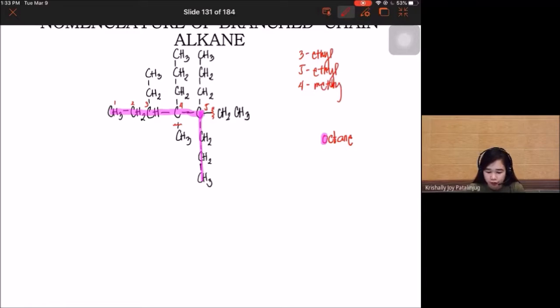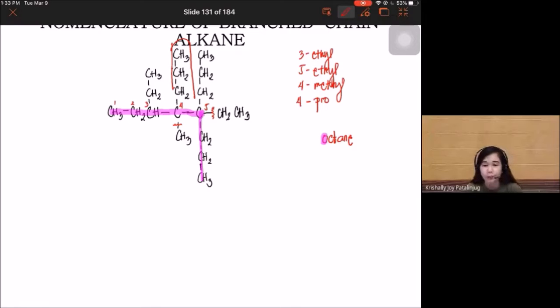Ano pa? Sa carbon 4, meron ding propyl, di ba? That is a 3 carbon chain na alkyl group. CH2, CH2, CH3. Okay, itong part na to ba? Okay? CH2, CH2, CH3. That is propyl.